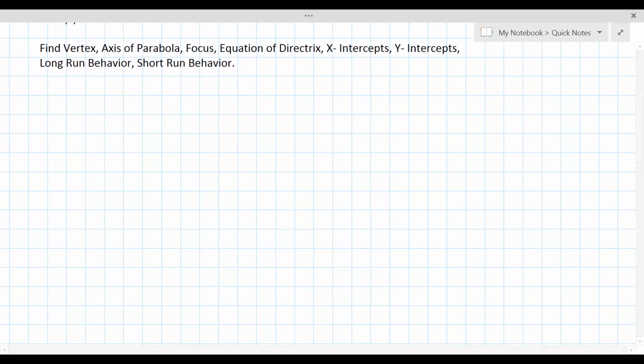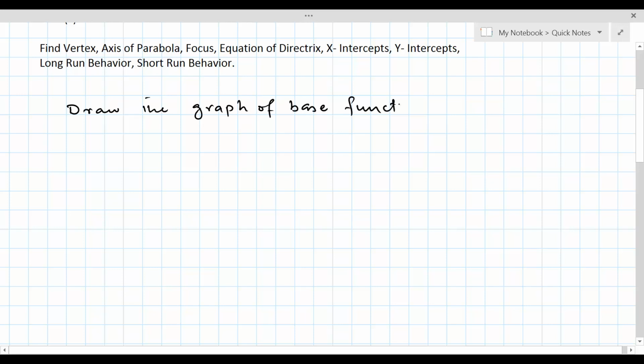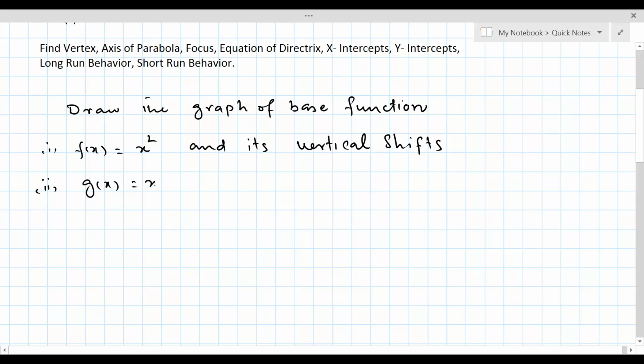Let's get started. So in order to draw the graph of base function, y is equal to, or f of x equal to x square, and its vertical shifts, which are, this was number 1, this is number 2, g of x equal to x square plus 1 and h of x equal to x square minus 2. Let's find the table of values.